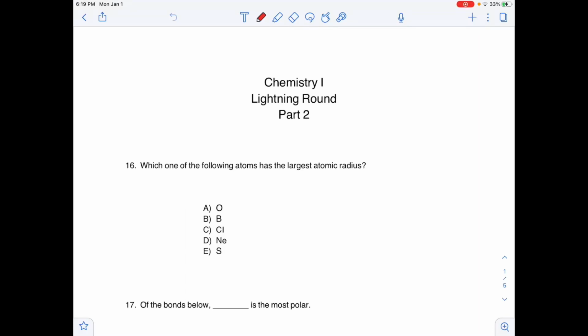This is Chemistry 1 Lightning Round Part 2. For question 16, it says, which one of the following atoms has the largest atomic radius?